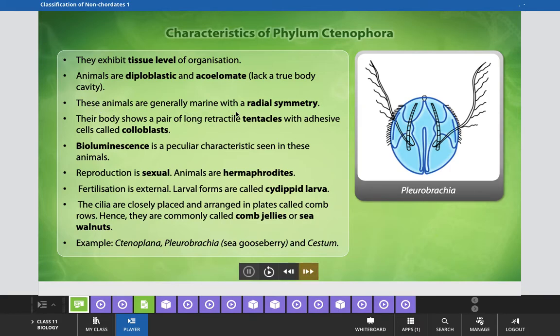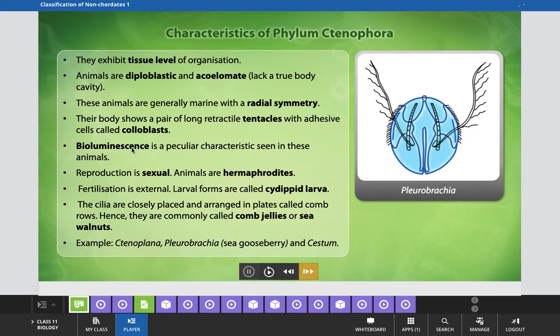These animals are generally marine with radial symmetry. As you know, they are spherical in shape, that means they show radial symmetry, and their body shows a pair of long retractile tentacles that you can see in this particular representative of this phylum known as Pleurobrachia. These are the tentacles we are talking about in this characteristic. Tentacles with adhesive cells called colloblasts. And bioluminescence is a peculiar characteristic seen in these animals.